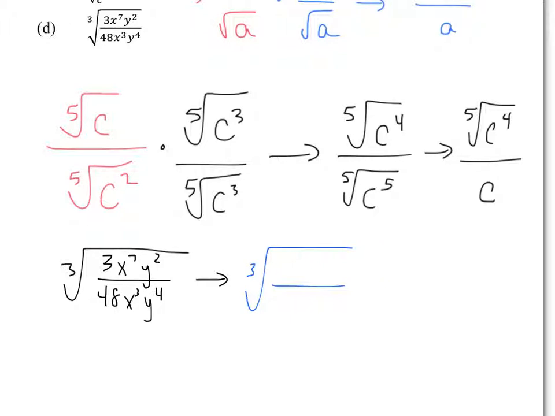Over 16. 1 over 16, okay. So there's a 1 in the numerator, which I'm just going to leave blank for now. I could put it up there, fine. What about x to the 7th over x to the 3rd? X to the 4th in the numerator, right? Yeah, and then y squared in the denominator.